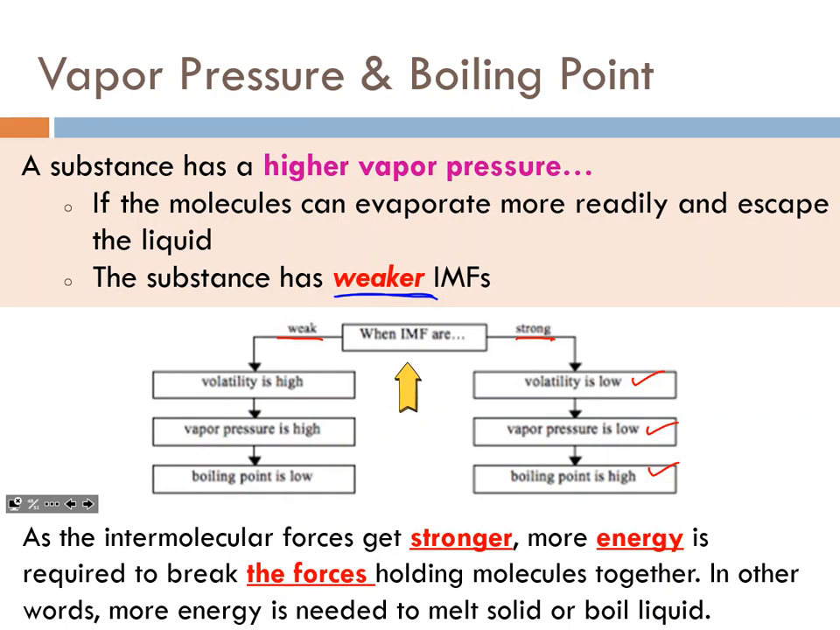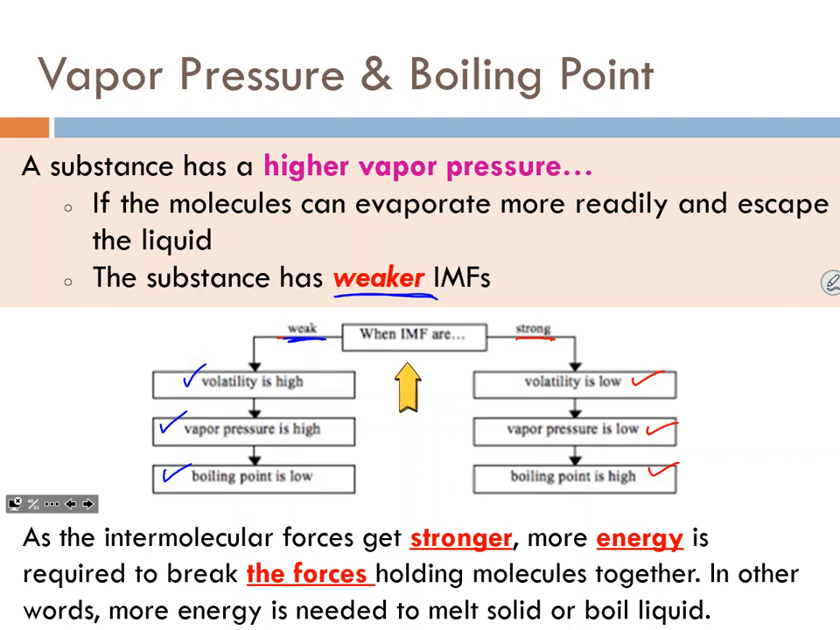So if we're looking at the weak side of things, the weak IMFs, they're usually going to be volatile liquids like gasoline. They're going to have high vapor pressures and very low boiling points, on the lower side. That has to do with the weaker IMFs, because it's not as strong holding the molecules together.